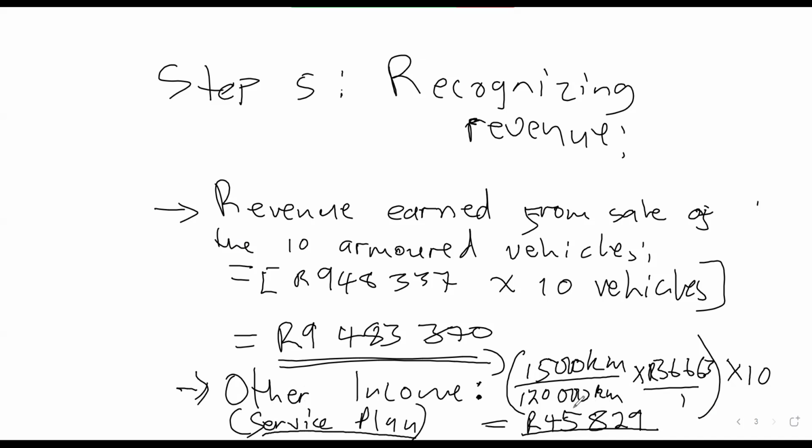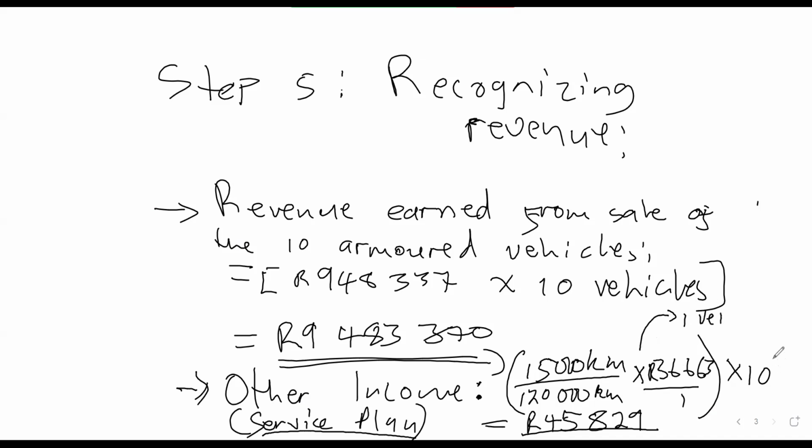So there's still an outstanding payment, or not to say outstanding payment, but for the rest of the 120, which is going to be 105,000 kilometers. Exactly. Okay, I think I'm still with you. Yes. So you see, this 36,663 is for one vehicle.